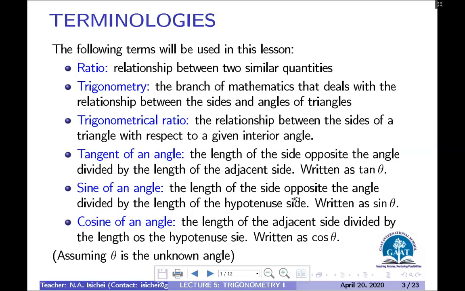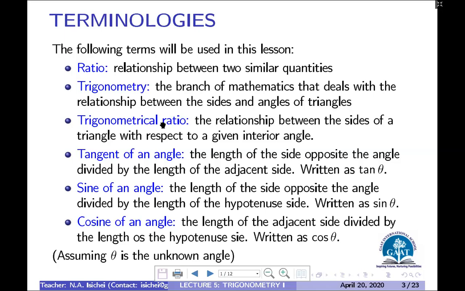Next, here are some terminologies that you should acquaint yourself with for better understanding of this lesson. 1. Ratio. Ratio simply means the relationship between two similar quantities. We're going to be seeing the word trigonometry a lot in this topic, and it means the branch of mathematics that deals with the relationship between the sides and angles of triangles.